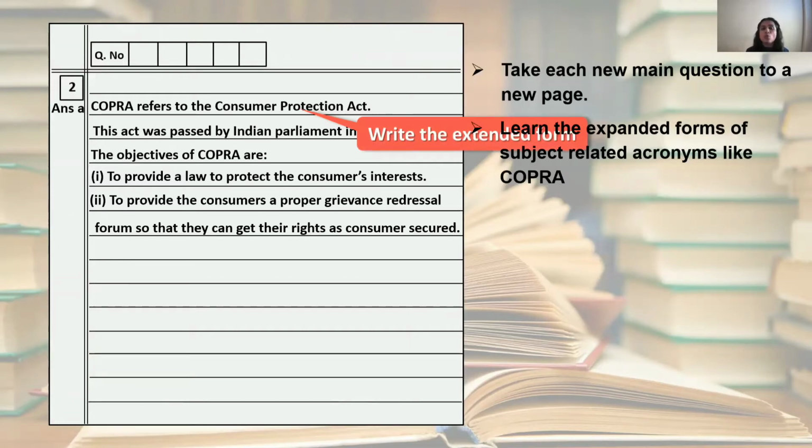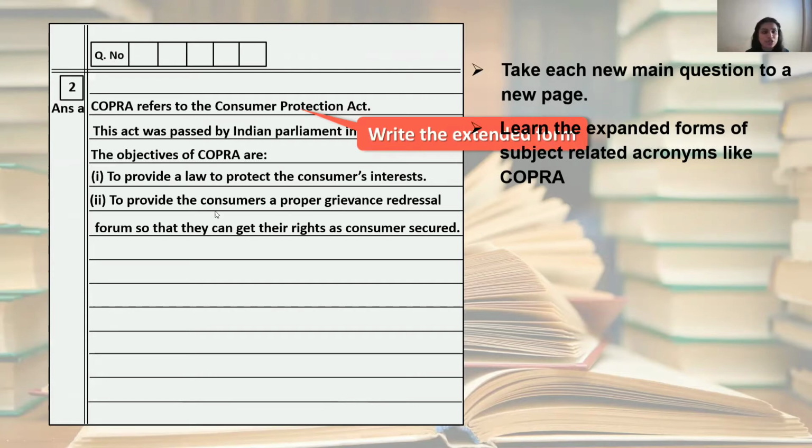Now the question is, what is COPRA and what are the objectives of COPRA, right? So first of all, when such a question is asked, please write down the extended form of COPRA. What is COPRA? COPRA is nothing but Consumer Protection Act. And then go about and write the statement that you pick up from the question itself.